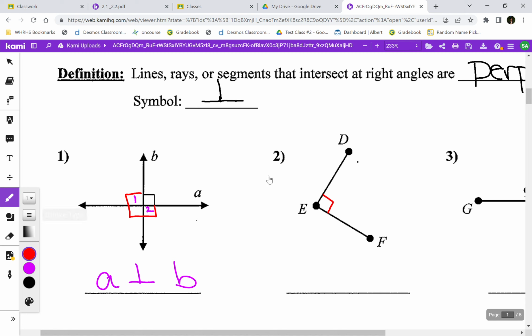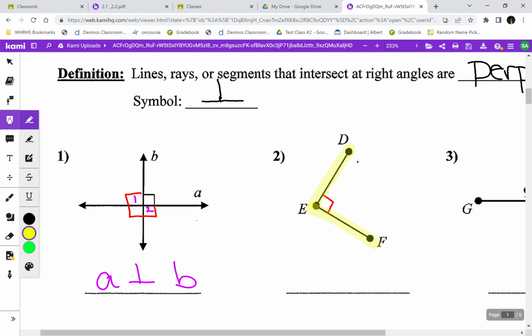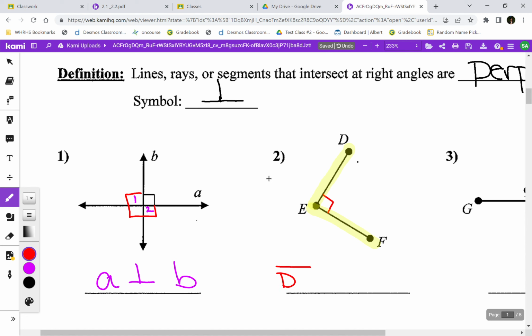Segment DE is perpendicular to segment EF. Good. Segment DE, right here. Isn't this segment and this segment where they cross making right angles? So we can conclude based on our given information that segment DE is perpendicular to segment EF.